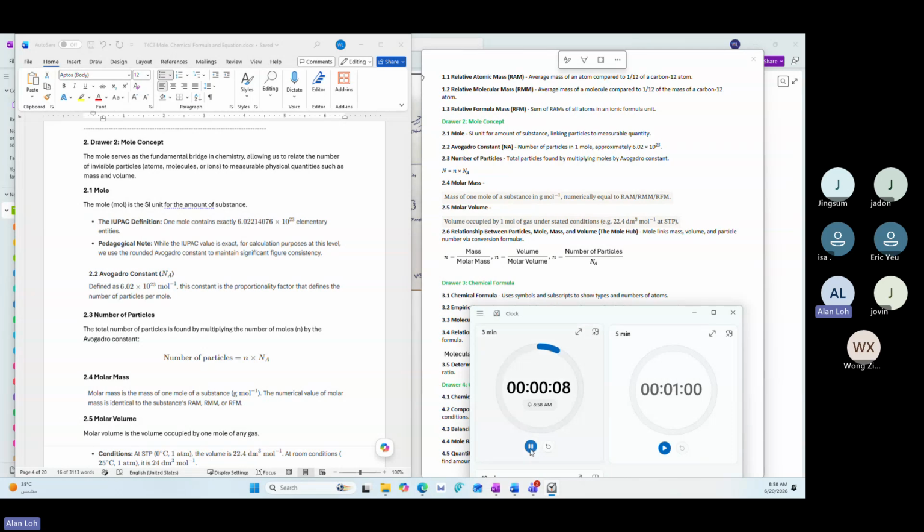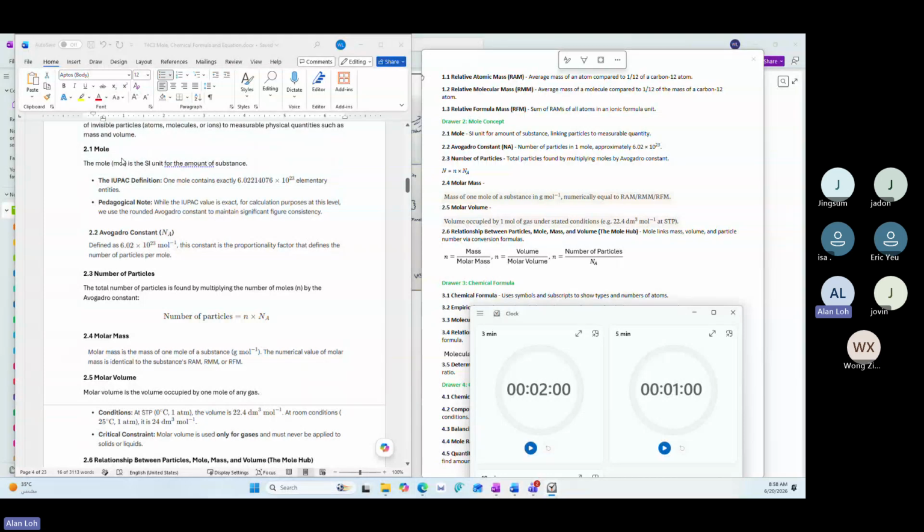Before I go down, I'm not sure whether you remember, we attended this physics chapter 2 measurement for Form 4, year 10. One of the chapters is about base quantity. There are 7 base quantities. One of the base quantities is mole. So mole is the unit to calculate the amount of substance.